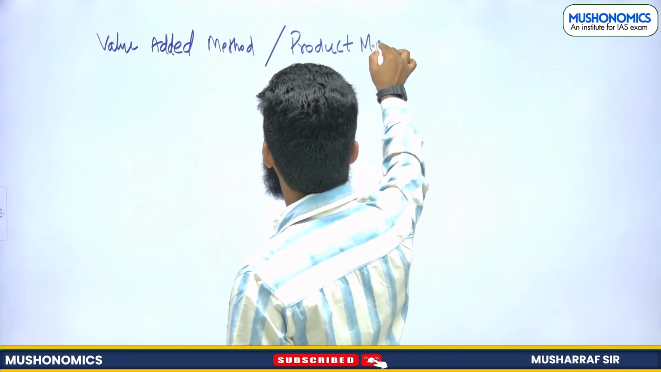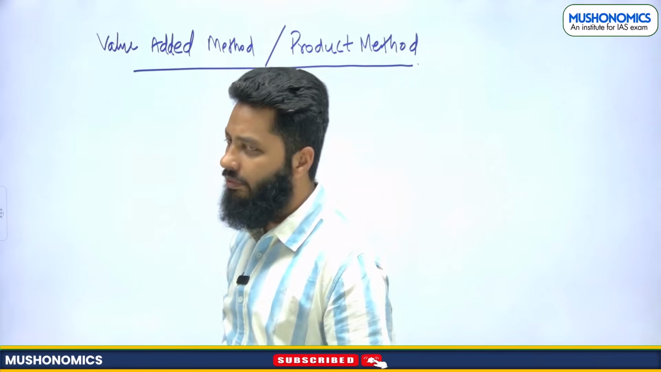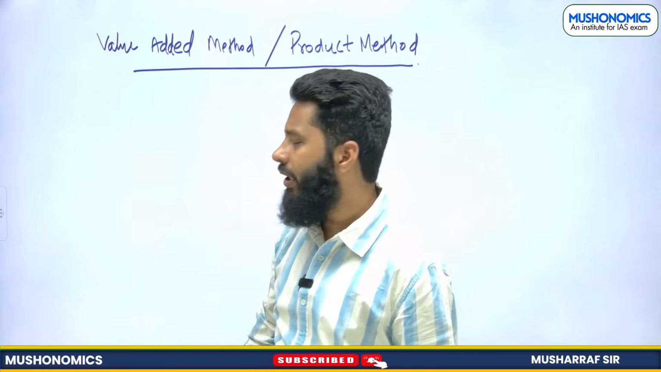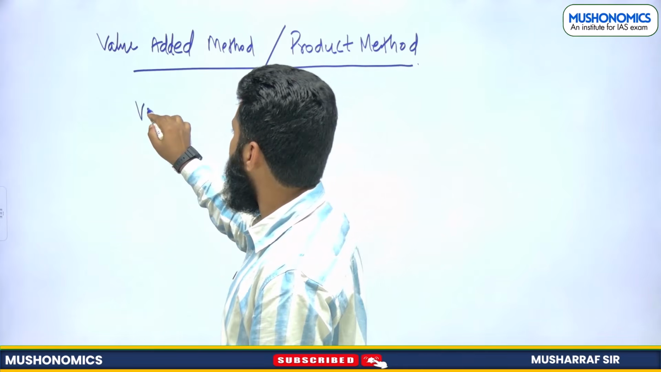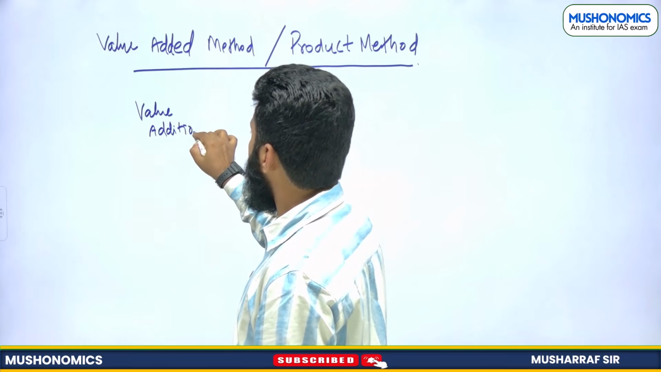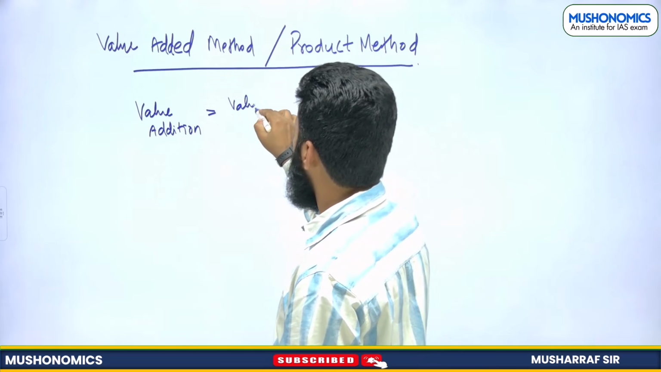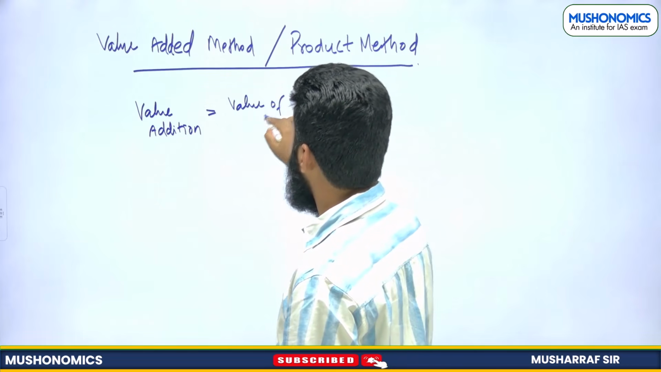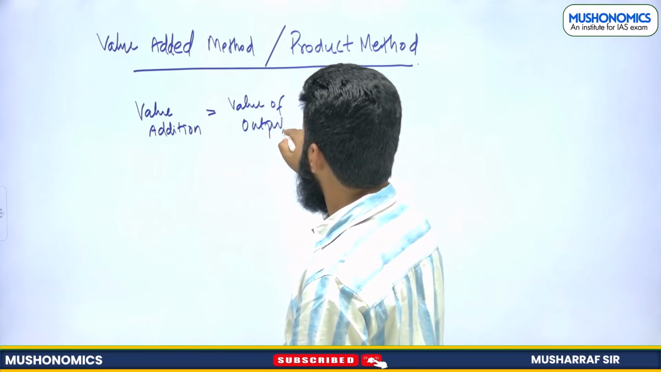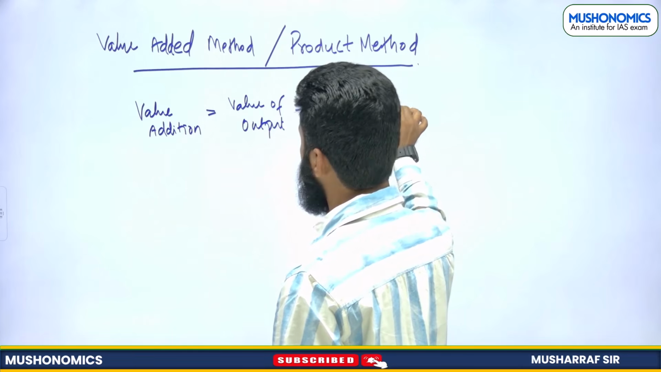We have already seen how we calculate value addition, right? So how do we calculate value addition? Value addition is nothing but the value of output minus the value of input cost. This will give you value addition, right?